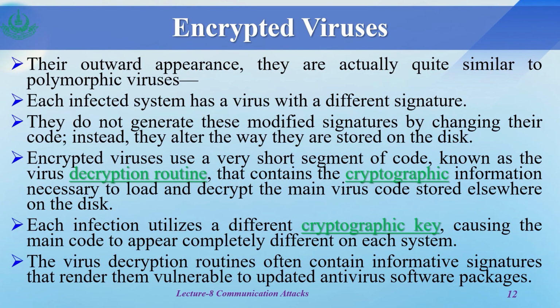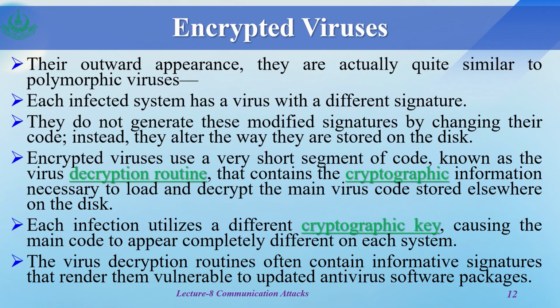Encrypted viruses have their own outward appearance. They are actually quite similar to polymorphic viruses. Each infected system has a virus with a different signature. They do not generate these modified signatures by changing their code. Instead, they alter the way they are stored on the disk.